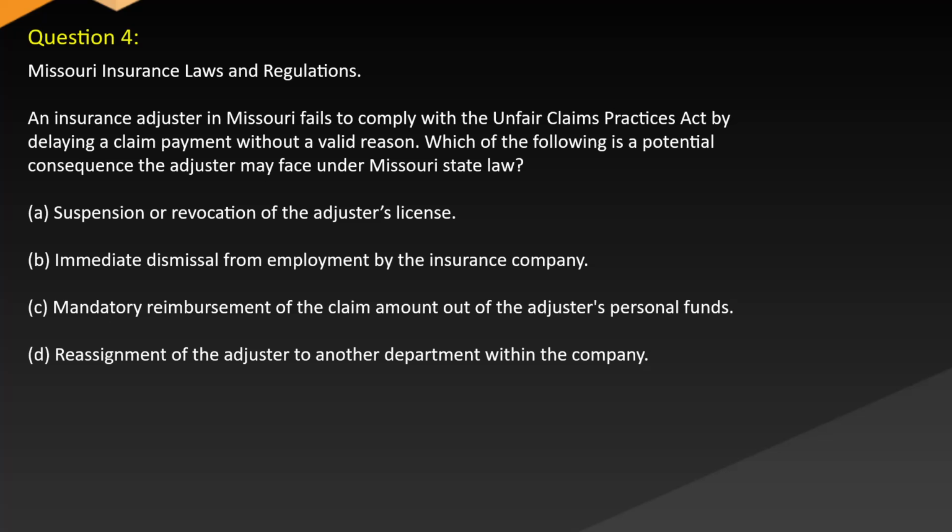A. Suspension or revocation of the adjuster's license. B. Immediate dismissal from employment by the insurance company. C. Mandatory reimbursement of the claim amount out of the adjuster's personal funds. D. Reassignment of the adjuster to another department within the company.